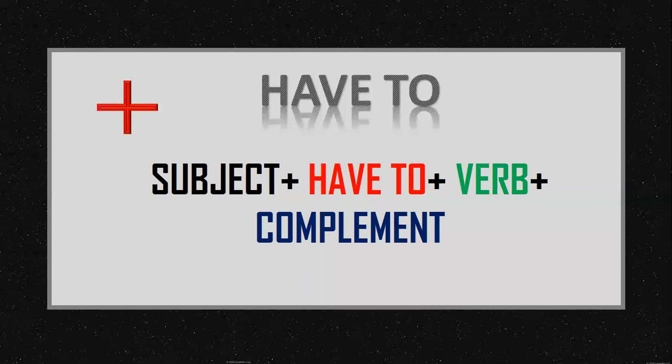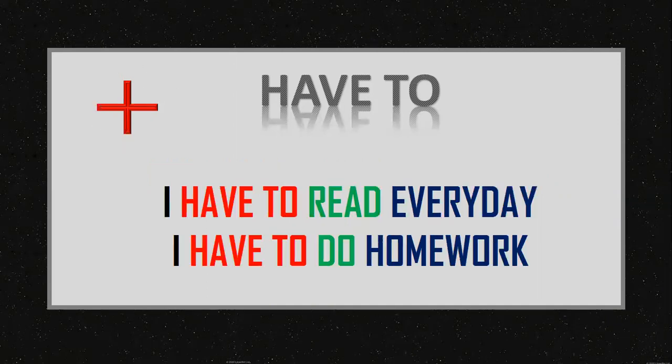So let's start. Remember, we are going to be using a subject, have to, the verb, and the complement when we have a positive or affirmative sentence, okay? Then we have some examples. I have to read every day. So if you can see, have to, it is used like an obligation, okay? Like an obligation that you have to do every day. I have to do homework. When you say this expression, I have to do homework, it's because it's an obligation.